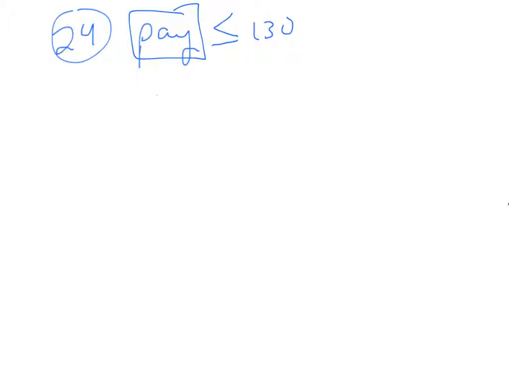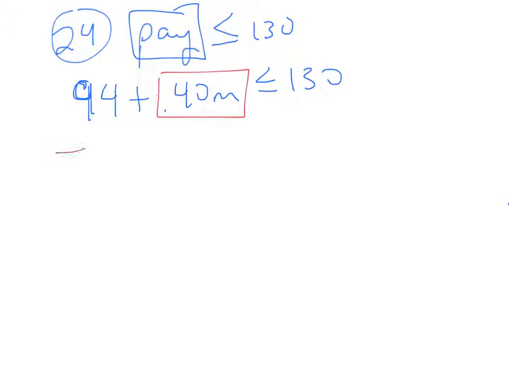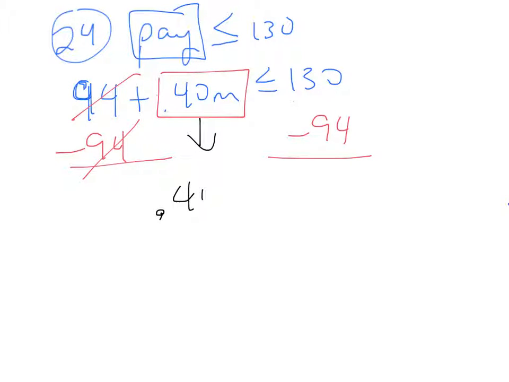Now it says, how far can he drive the car if it costs $94 to rent the car for the week plus 40 cents per mile? And all of that adds up, has to be less than or equal to 130. So when I solve this problem, basically I'm going to try to get this by itself. So I'm going to subtract 94. So minus 94. That's gone. And what I'm left with is 0.40m, make that a decimal, is less than or equal to 36.